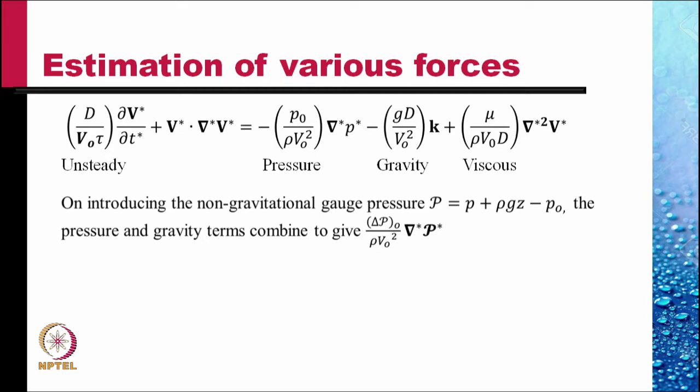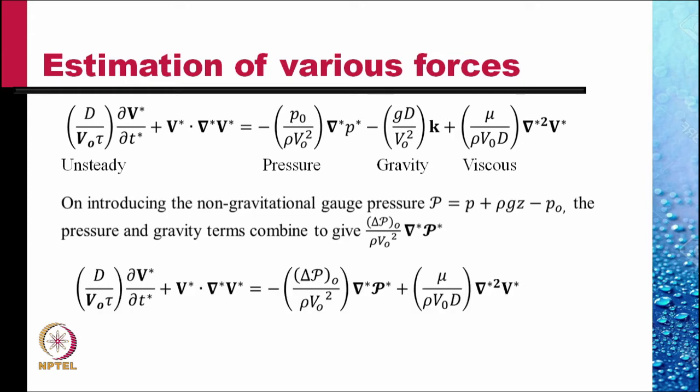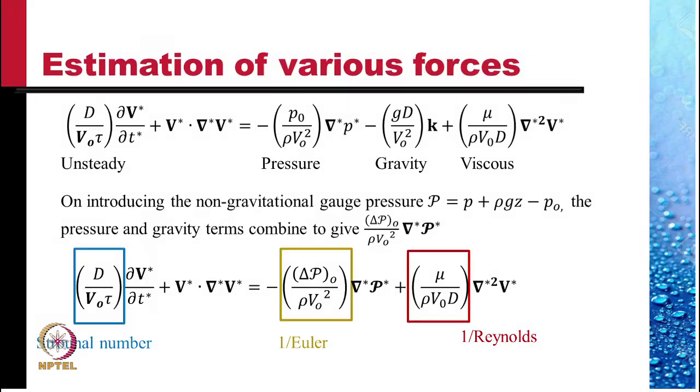On introducing the non-gravitational gauge pressure, script P equal to P plus rho g z minus P naught, the pressure and gravity terms combine to give delta P naught divided by rho V naught squared times del star P star. And then the momentum equation acquires this form. The coefficient of the first term is this whole number. The coefficient of the first term on the right hand side is 1 over Euler number, and the coefficient of the last term is recognized as 1 over Reynolds number.